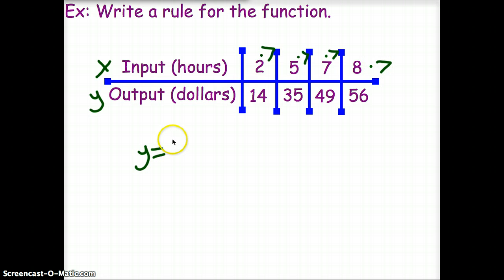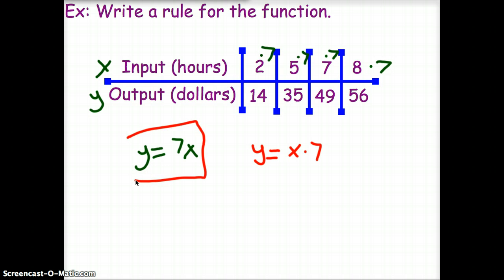So my equation is going to be y equals 7 times my input, or y equals 7x. It's not wrong to write that in reverse and say y equals x times 7, but it's kind of like talking like Yoda. It talks backwards a little bit. Again, it's not wrong, but the proper way to write it is y equals 7x. Really get in the habit of putting that 7, that coefficient, in front. It's going to make life a lot easier later on.